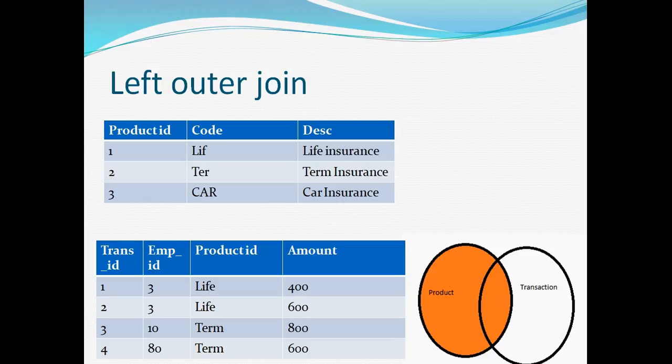If we are doing the left outer join, for the driving table, which is the product here, we are going to consider all its rows: life, term and car insurance, even though car insurance is not present in the transaction table. We will still use it. It will have null or zero in our final output, depending on the way we write our query.